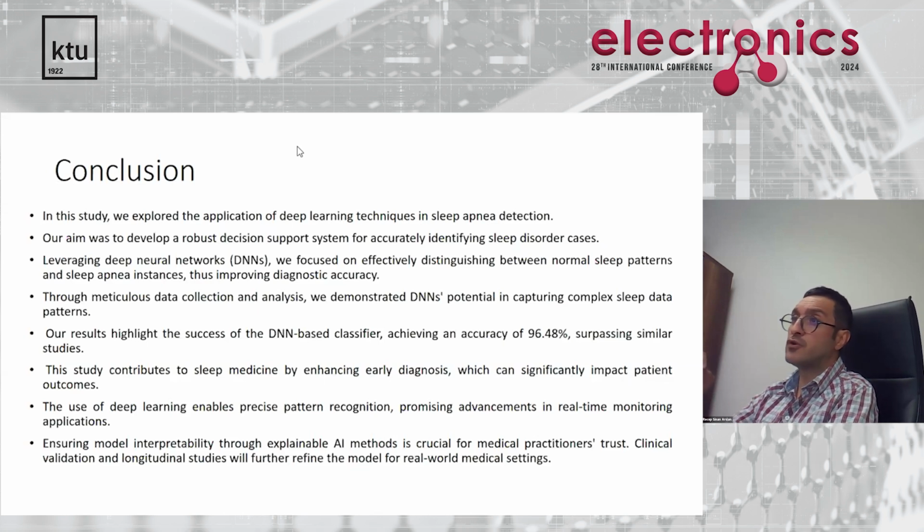Our aim was to develop a robust decision support system for accurately identifying sleep disorder cases. Leveraging deep neural networks, we focused on effectively distinguishing between normal sleep patterns and sleep apnea instances, thus improving diagnostic accuracy. Through meticulous data collection and analysis, we demonstrated the DNN's potential in capturing complex sleep data patterns. Our results highlighted the success of the DNN-based classifier, achieving an accuracy of 96.48%, surpassing similar studies. This study contributes to sleep medicine by enhancing early diagnosis, which can significantly impact patient outcomes.